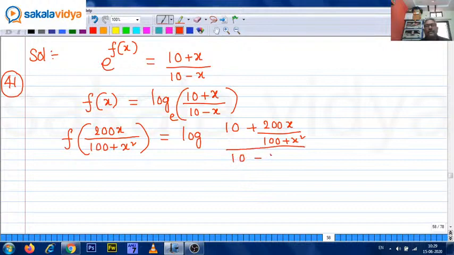upon 10 minus 200x by 100 plus x square.